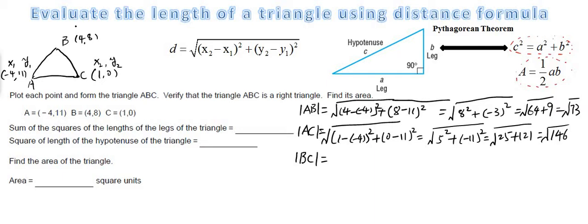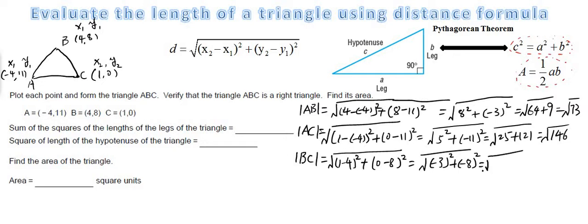Now let's take a look at BC. We can assume B is (x1, y1), right? Then C is (x2, y2). So we follow the distance formula again. That will be (1 minus 4) squared plus (0 minus 8) squared, and we get -3 squared plus -8 squared. So -3 squared is 9, and -8 squared is 64. So it will be the square root of 73.